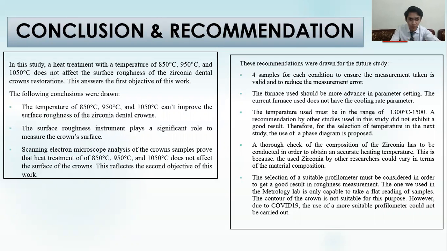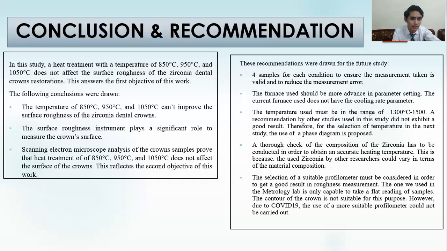So there are a few recommendations drawn for future study. The first one is 4 samples for each condition to ensure the measurement taken is valid and to reduce measurement error. Second, the furnace should be more advanced in parameter setting. The current furnace used does not have a cooling rate parameter. The third one is the temperature used must be in the range of 1030, 1300 and 1500 degrees Celsius.